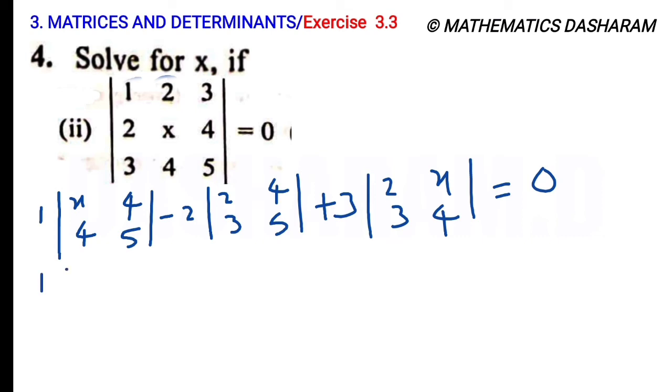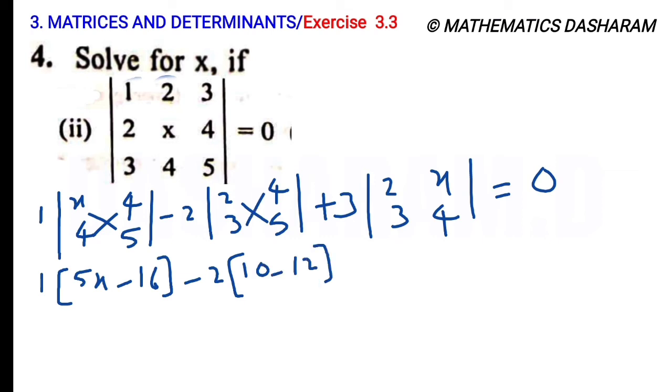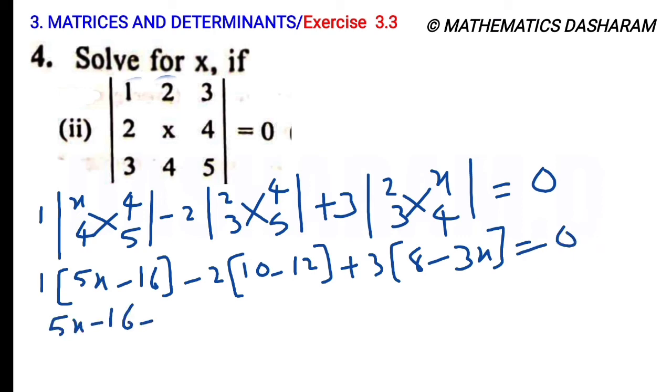So now 1 into bracket of x into 5, 5x minus 4 into 4, 16, minus 2 into bracket of 2 5s are 10 minus 3 4s are 12, plus 3 into bracket of 2 4s are 8 minus x into 3, 3x, it is equal to 0. So here 5x minus 16 minus 2 bracket of 10 minus 12 is minus 2, plus 3 into 8, 3 8s are 24 minus 3 3s are 9x equals 0.